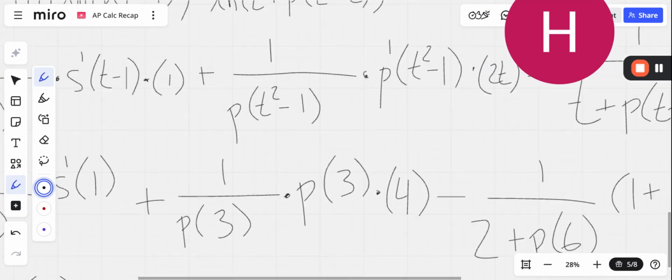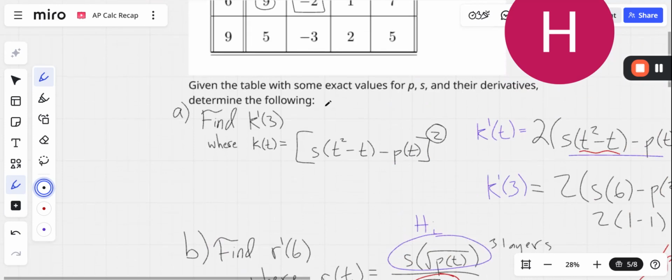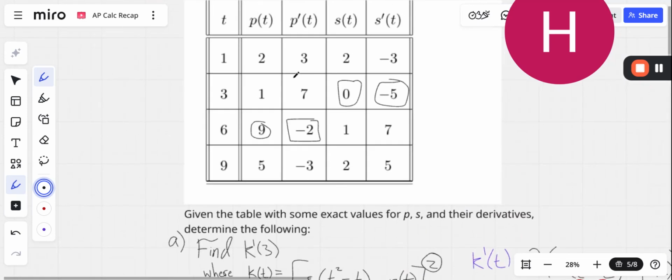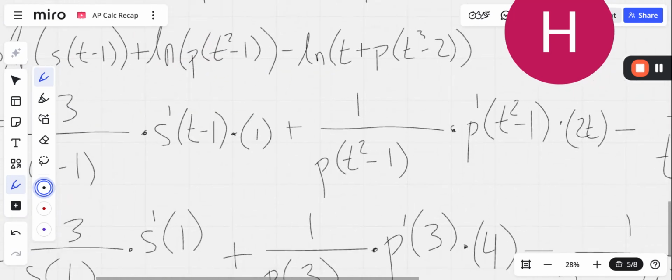Something about that seems off. Oh, this should be a prime. Oof, that was close. Otherwise, those p of 3's would have just canceled, and we would have simply had 4. Would have been nice and easy to do, but it would have been incorrect. Let's take a look at what p of 3 and p prime of 3 are. There's our 1 and 7 pair. So p of 3 is 1, p prime of 3 is 7.